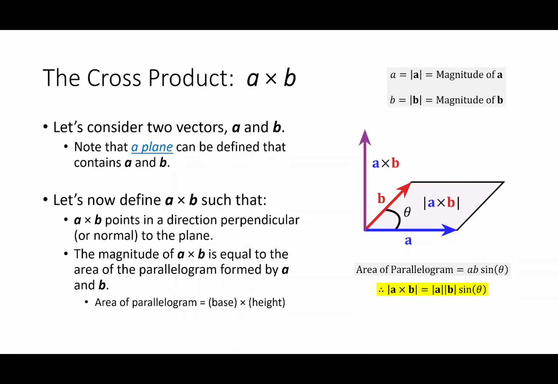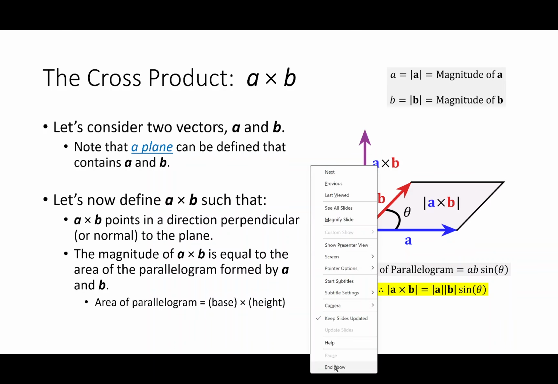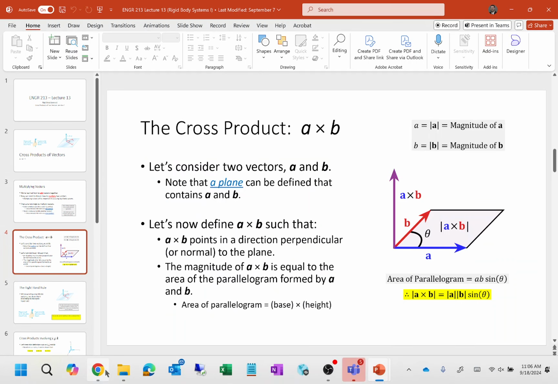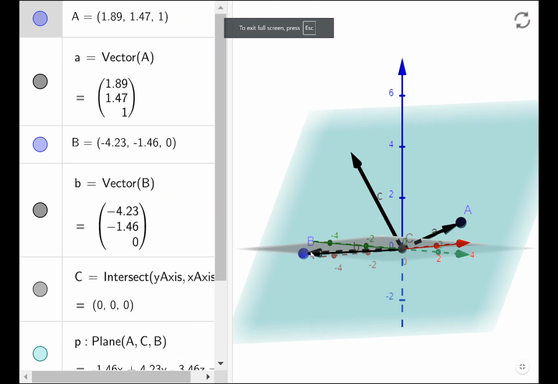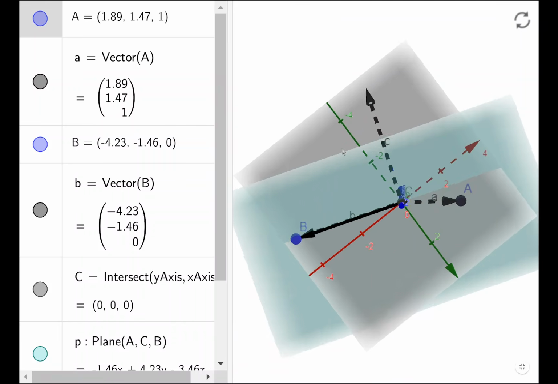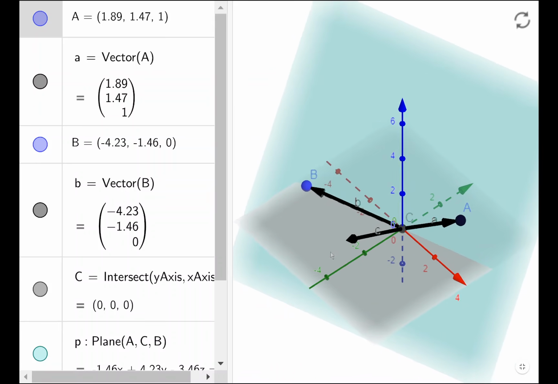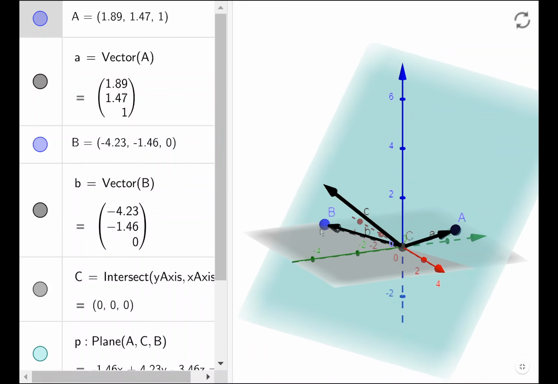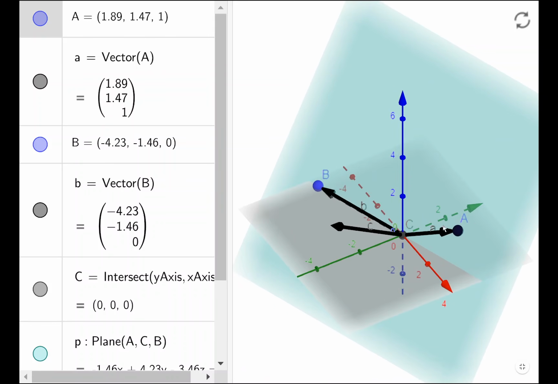Okay, so I've got here a little animation that I pulled off the web. So I have here a 3D space that I can sort of rotate at my will, okay? And I want to show you something, okay? So I've got vector A and vector B.